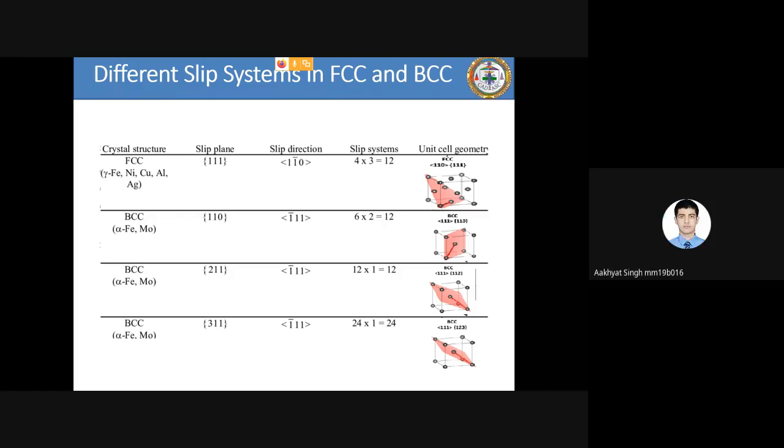Maybe because when the carbon atoms get added, they go into those interstitial voids. Not exactly; something other than that is happening. If the carbon atom goes to the octahedral voids, like it was talked about in the earlier class, it causes tetragonal distortion. Read about it yourself. Once this tetragonal distortion happens, carbon strengthens your material.